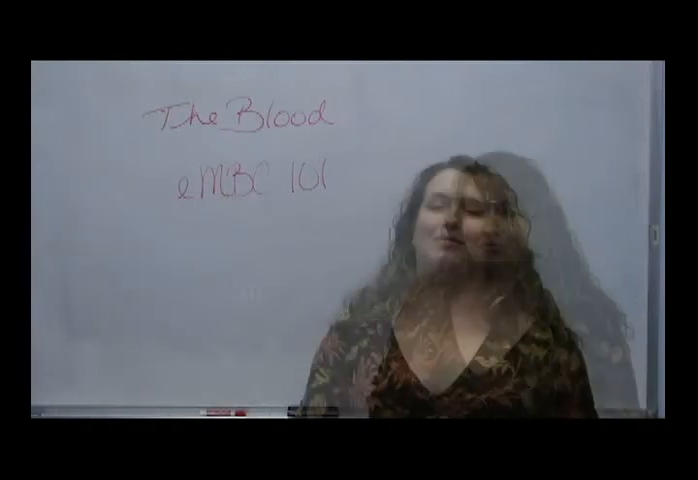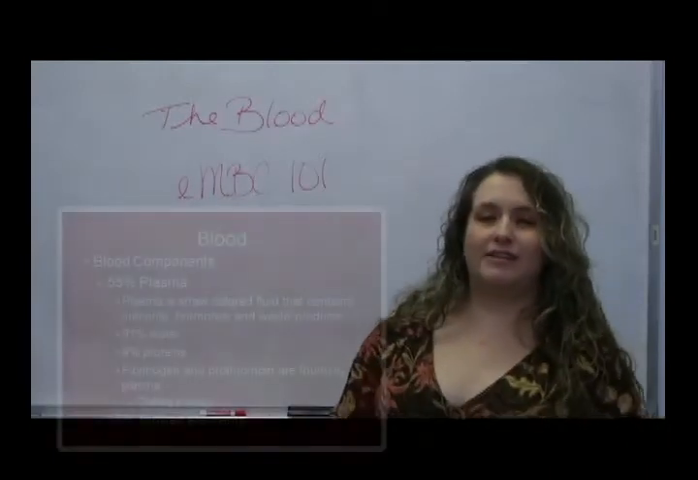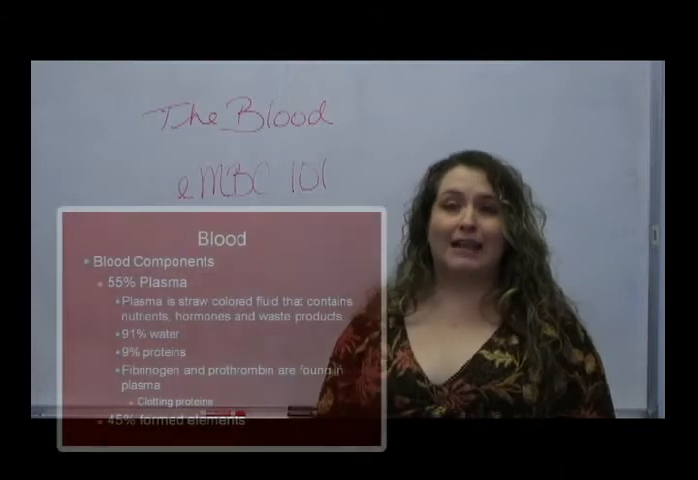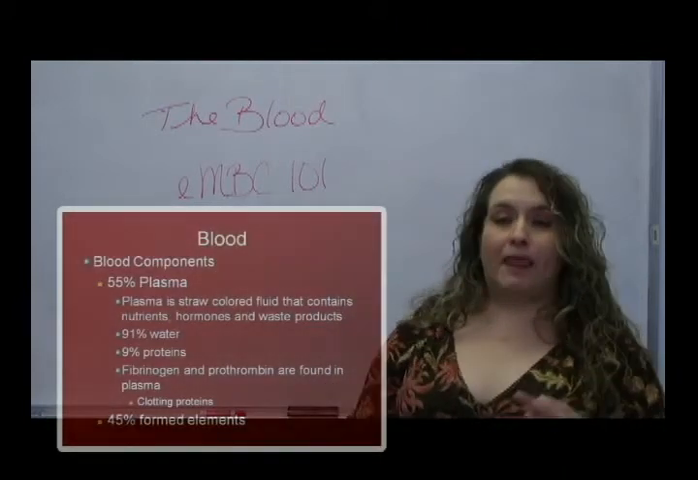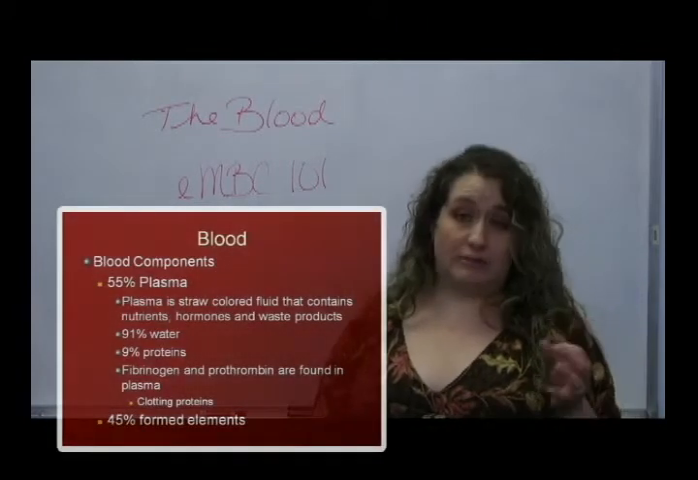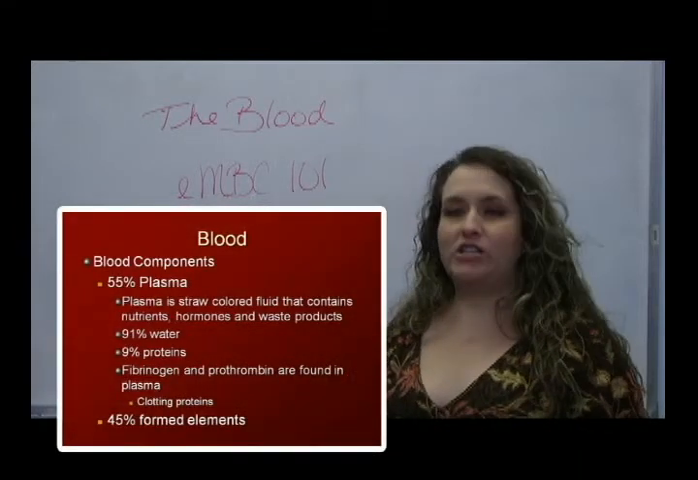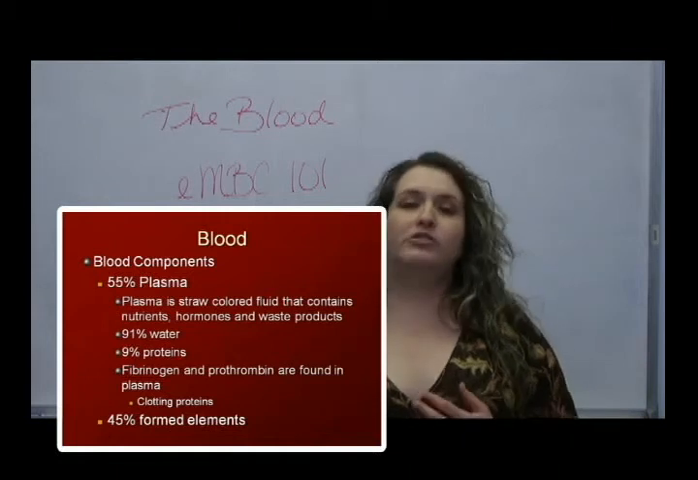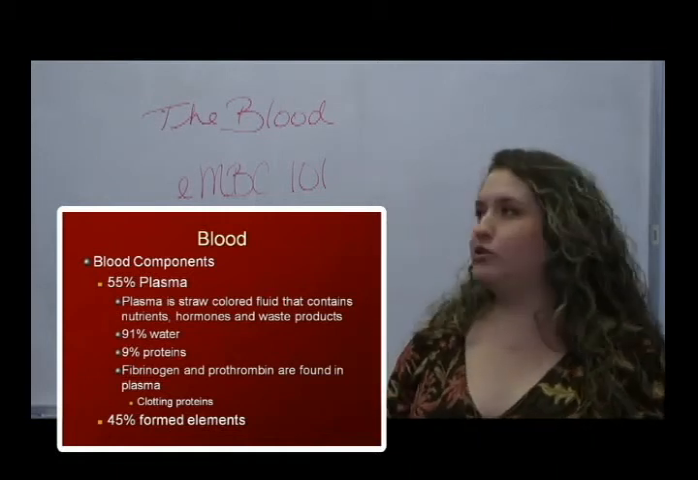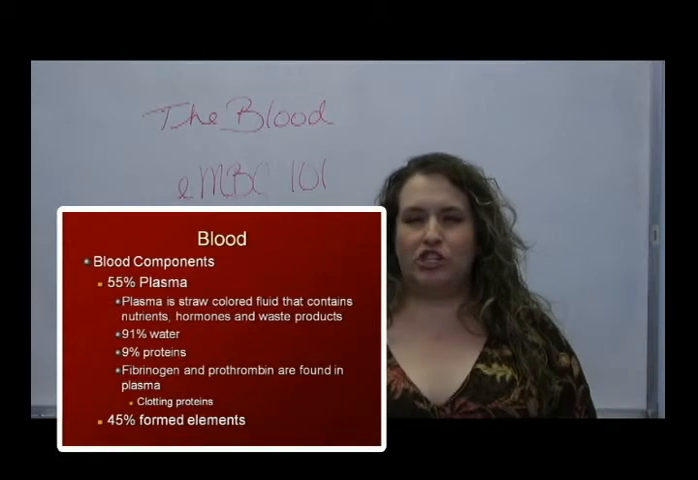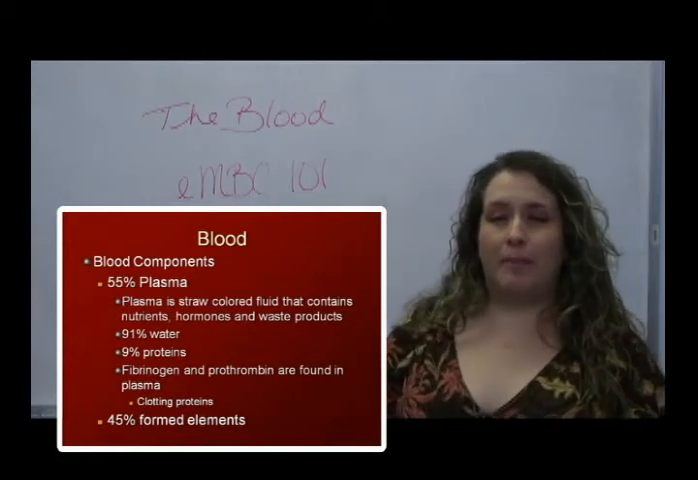Assessing the blood. The blood has several components. 55% of the blood components is plasma. Plasma is a straw-colored fluid, like a yellowish fluid that contains nutrients, hormones, and waste products of the blood. 91% of the plasma is water, 9% is proteins. Fibrinogen and prothrombin are also found in the plasma.